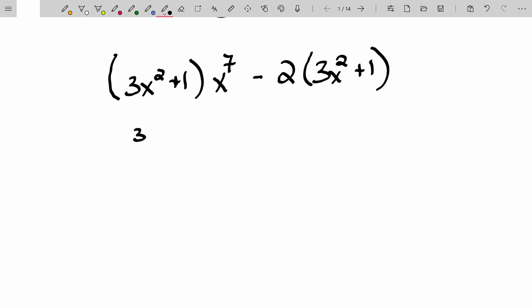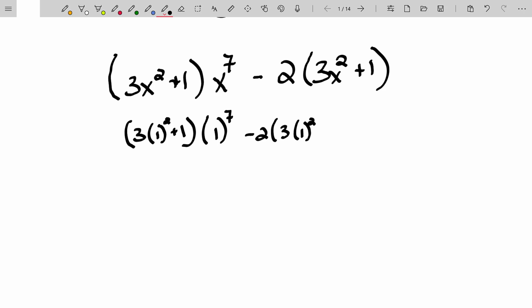If I were to ask you to evaluate that at x equals 1, a lot of people actually would sit there and say, okay, 3 times 1 squared plus 1, and then we're going to multiply that by 1 to the 7th, minus 2 times 3 times 1 squared plus 1, right? There's just a lot of handwriting involved.